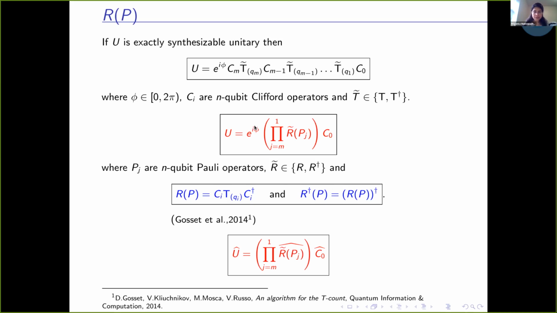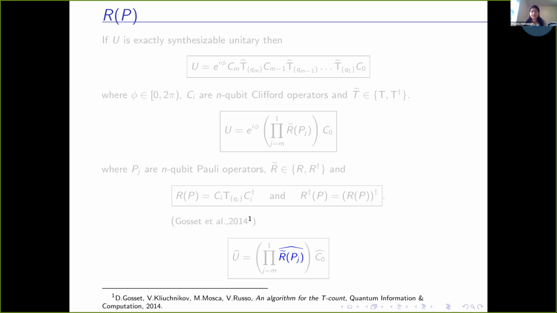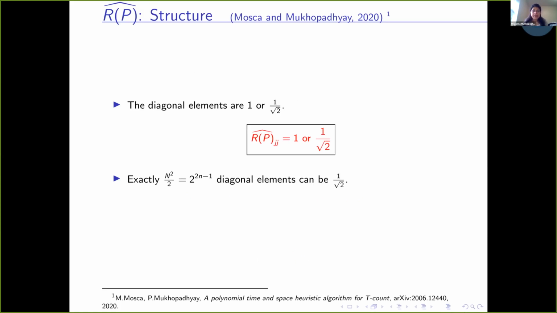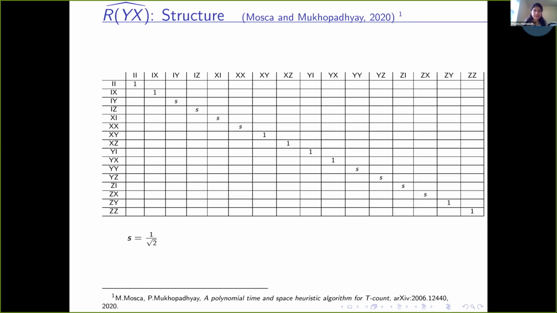So in the channel representation, since the phase goes away, we can have the channel representation as the product of the channel representations of these R_Pj's and the channel representation of a Clifford operator. Now let's look at the structure of the channel representation of these R_P units. The diagonal elements of these matrices are either 1 or 1 by root 2, and exactly half of these diagonal elements are 1 by root 2. For example, this is the channel representation of R_YX. So this is a 16 cross 16 matrix, and exactly 8 of its diagonal elements are 1 by root 2, and 8 others are 1.